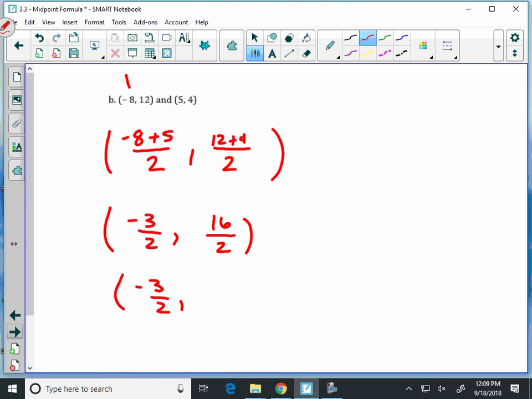Okay? And what is 16 over 2 simplified down to? So the midpoint, the middle of that line segment, is at negative 3 over 2, 8, or negative 1.5. Questions over that? You're not given the formula, so you have to remember that process. If you just remember you're just taking the average, that's all you're doing.